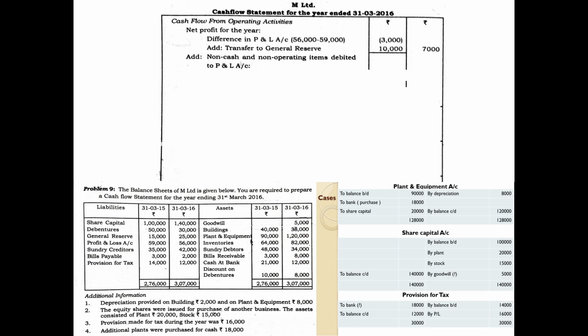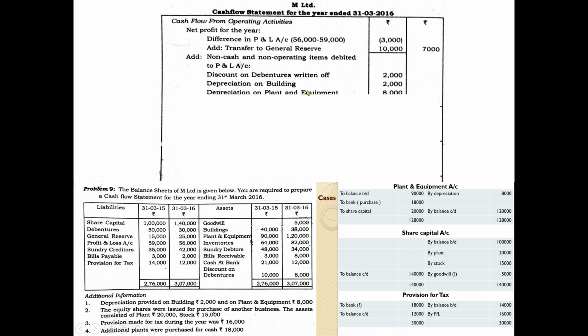Next one, non-operating items. Let us begin with the first one, depreciation. Plant and equipment, there is a depreciation of 8,000 and no other items in the plant and equipment account. Next one, depreciation on building. Depreciation on building and plant and equipment is shown.